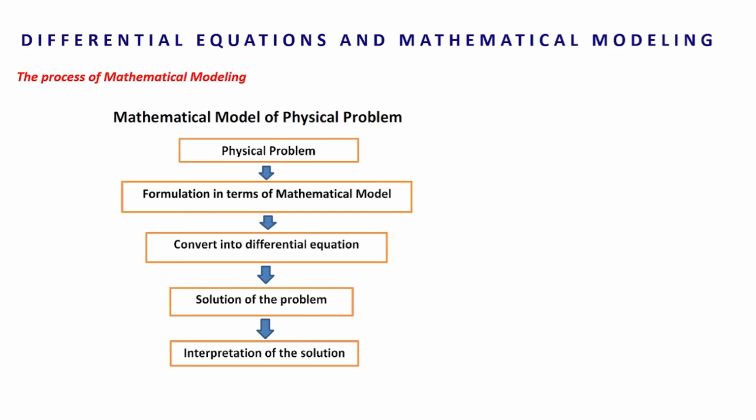Now we will see the steps in mathematical modeling. First, we have the physical problem in hand. The next step is to formulate this physical problem in terms of a mathematical model. Then we convert this mathematical model into a differential equation. Then we solve the problem, and finally we interpret the solution. So these are the steps involved in the process of mathematical modeling.